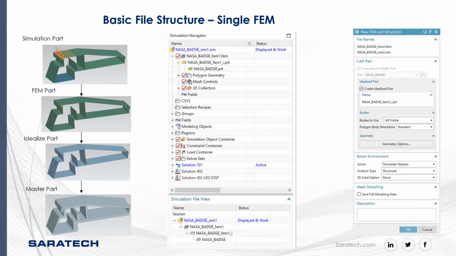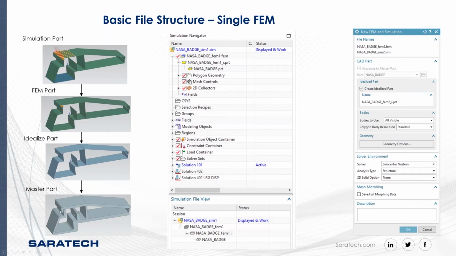So here's the basic file structure. This is for a single finite element model. There is a thing called assembly FEM, and I'm not going to discuss that in this webinar, but it is another setup that you can do. That would be if you had a full assembly and you wanted to model that entire assembly as a finite element assembly.